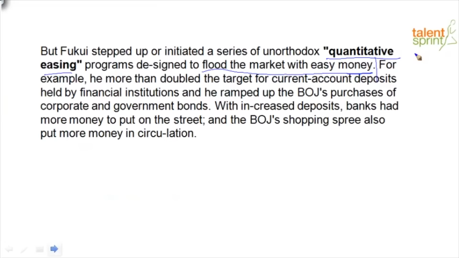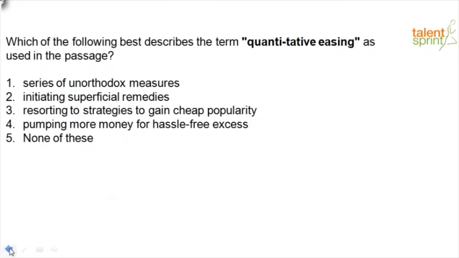It says, for example, he more than doubled the target for current account deposits held by financial institutions and he ramped up the Bank of Japan's purchases of corporate and government bonds. We don't even have to read that, but if you need more clarity, you can go ahead and do that. But my key phrase from the context is this. Going back to the question, from the options, what do you think is the answer?